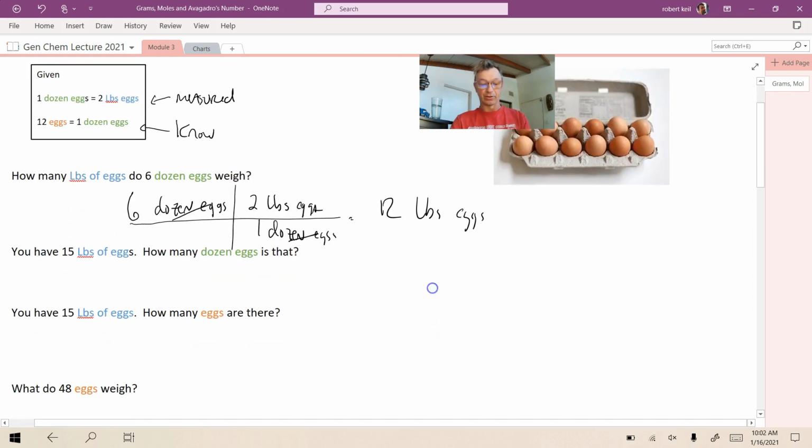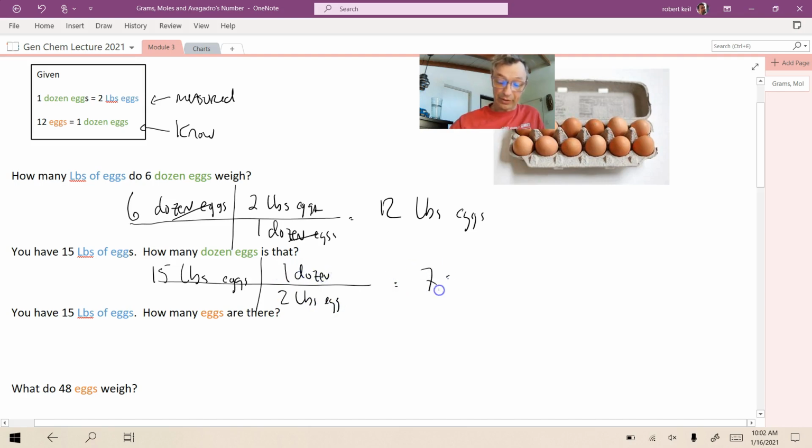If I went and said 15 pounds of eggs, well, how many dozen eggs is that? Well, you could say 15 pounds, and you can put some brackets down. You'd look up to the top, you'd look at the blue, and you'd say there's 2 pounds of eggs, 1 dozen eggs. We don't even need to know how many are in a dozen, and you get 7.5 dozen. Now, obviously, you can have a half dozen eggs, no problem.